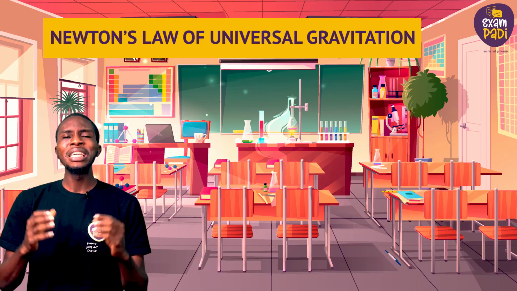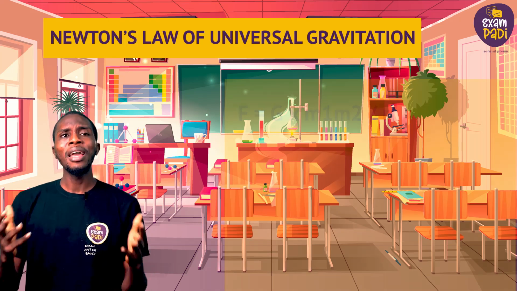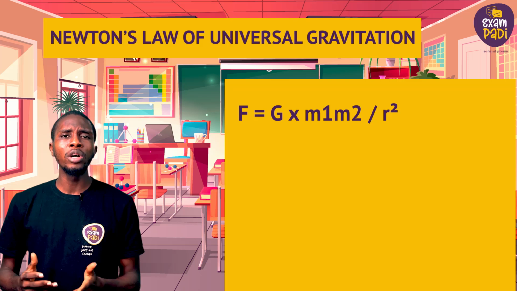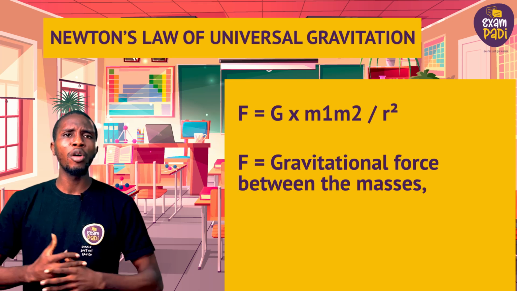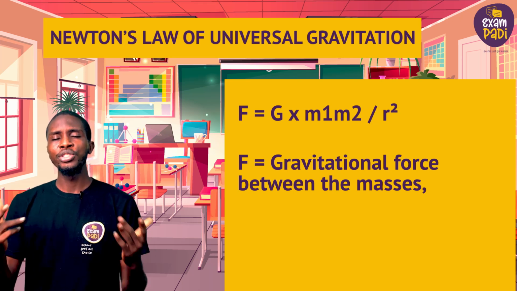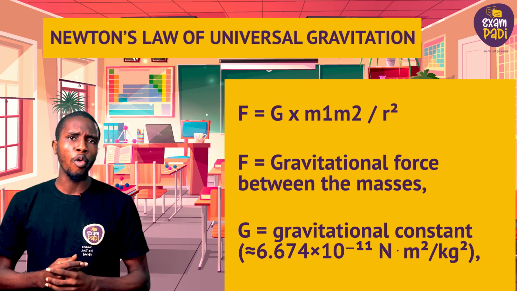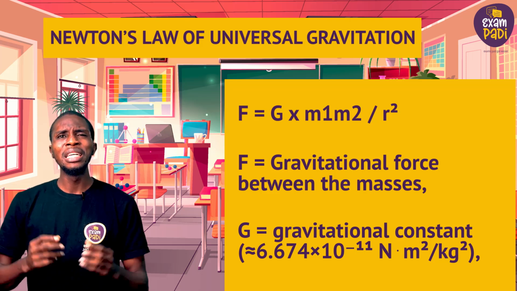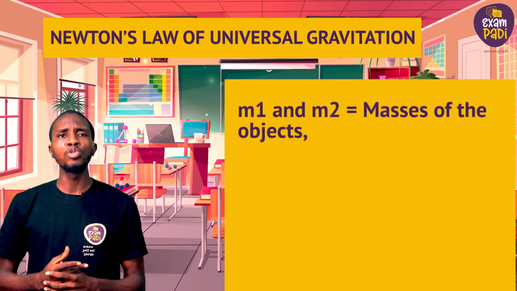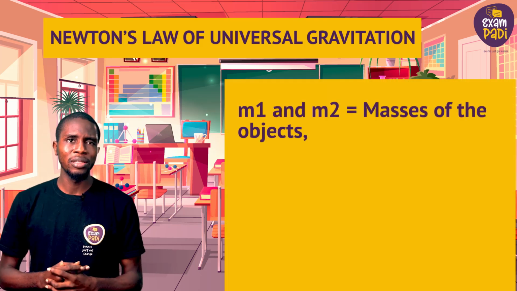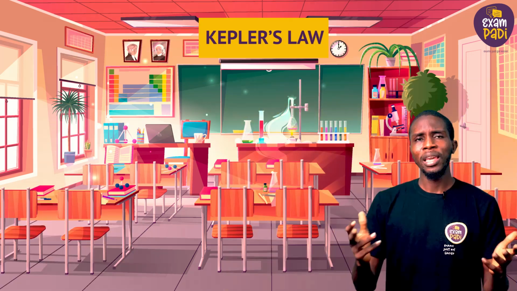This gravitational force is given by the equation as displayed in this diagram. F equals G multiplied by m1 m2 divided by r squared, where F is the gravitational force between the masses. G is the gravitational constant, which is approximately 6.674 times 10 raised to the power minus 11 Newton meter squared per kilogram squared. m1 and m2 are the masses of the objects, and r is the distance between the centers of the masses. Kepler's law.